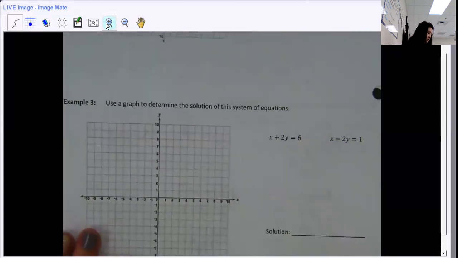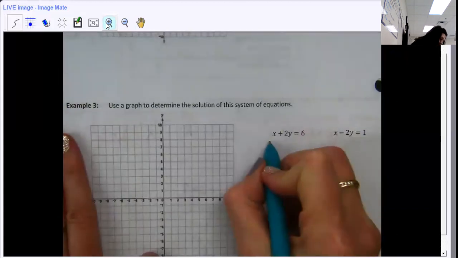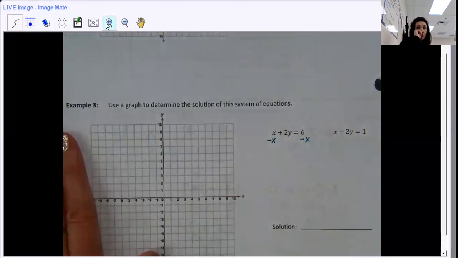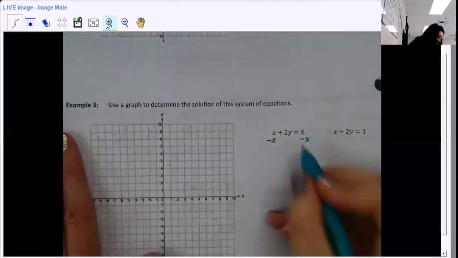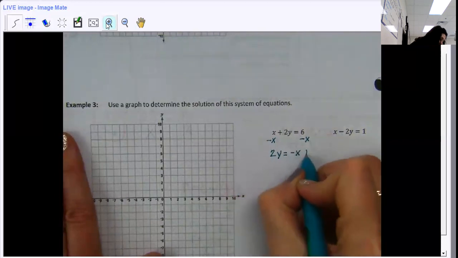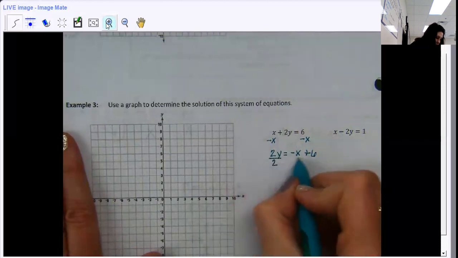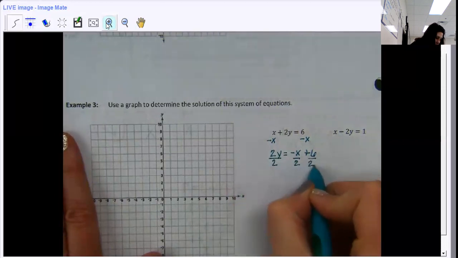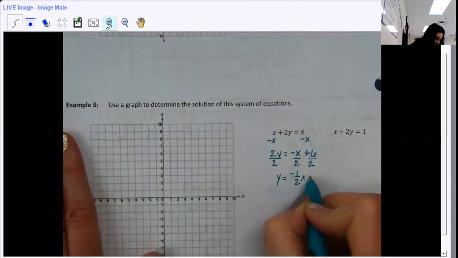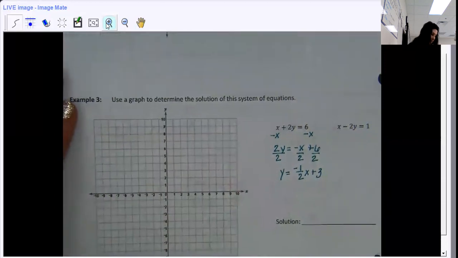Okay, so this first equation, we need to turn it into slope-intercept form. So I'm going to subtract x from both sides, because remember, slope-intercept form is when you're isolating the y. So I end up with 2y equals -x plus 6. And I need y by itself, so I divide everything by 2. So I have that equation. So I'm going to graph that line.